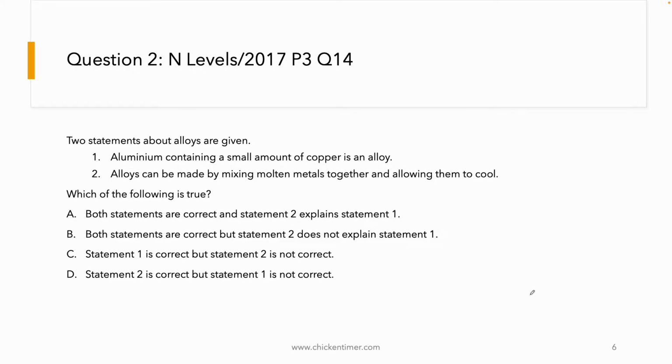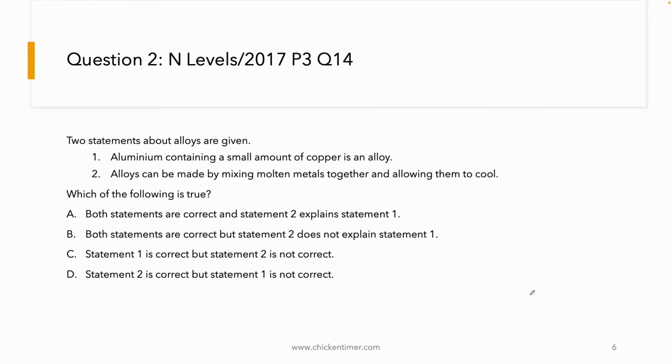So question 2. We have two statements about alloys. One: aluminium containing a small amount of copper is considered an alloy. Two: an alloy can be made by mixing molten metals together and allowing them to cool. Which of these statements is true?